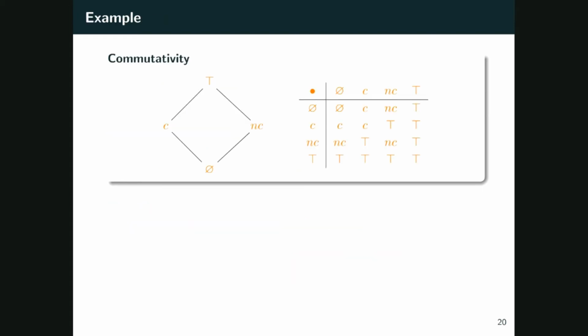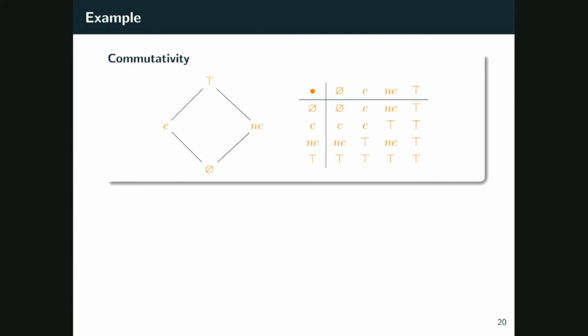Okay, let us see some examples. So we have already seen the effect algebra for commutativity, let's say. So we have elements that denote whether we have commutative, non-commutative, or any kind of effects. The diagram shows the order.